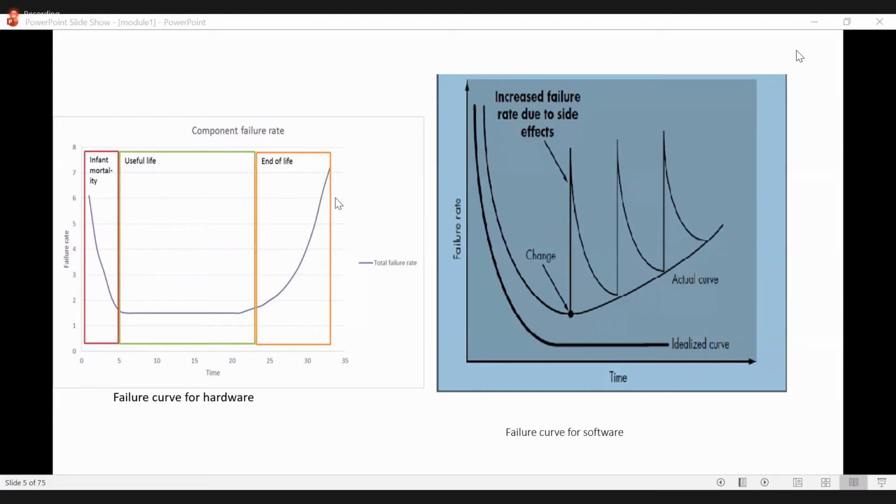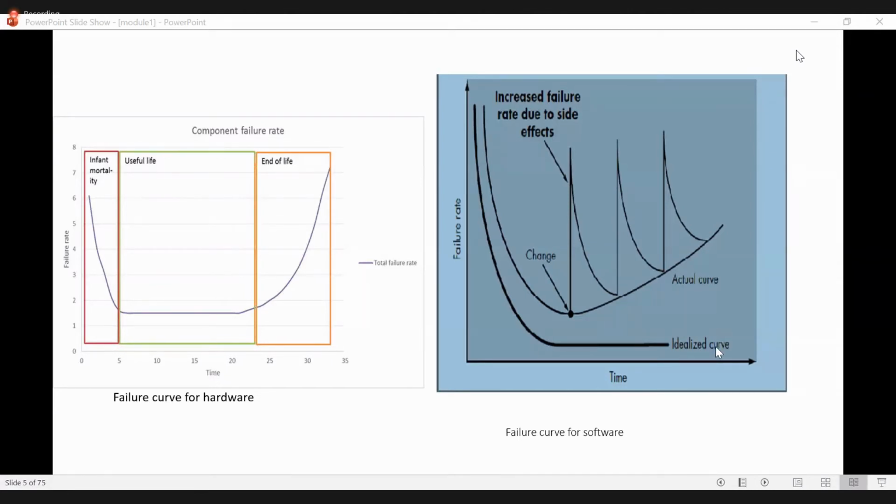So coming to hardware, this is an exact curve. You can say that the initial failure rate is high, and again, after a period of time, definitely the hardware will deteriorate and component failure will occur. But when coming to software, how can you define this? The initial failure rate is the same as hardware, but after that, an idealized curve we can see.